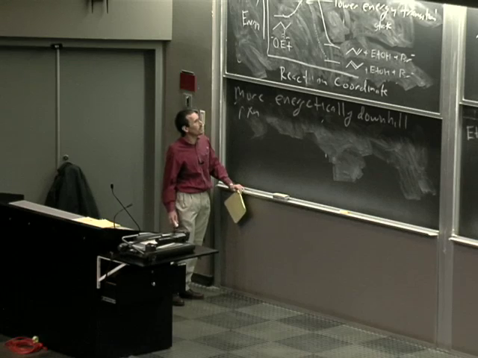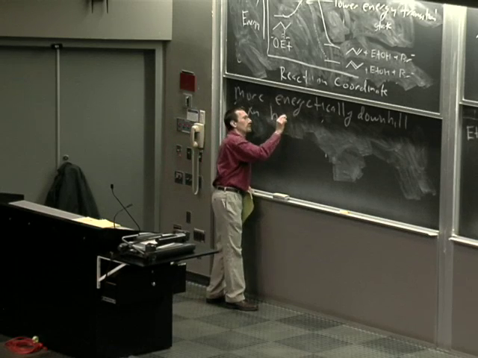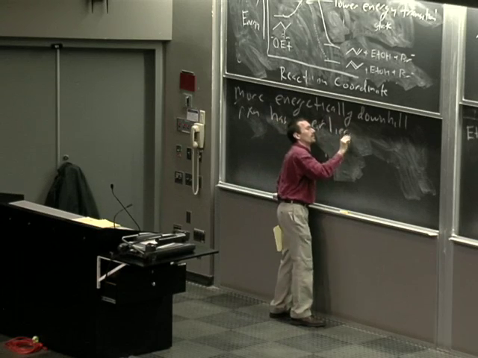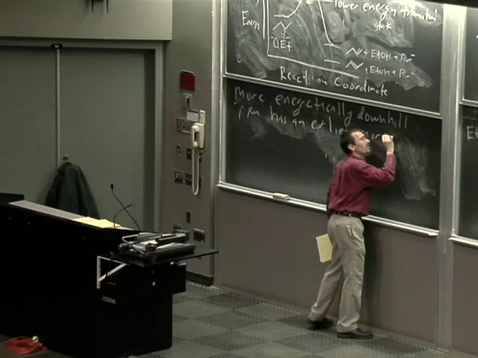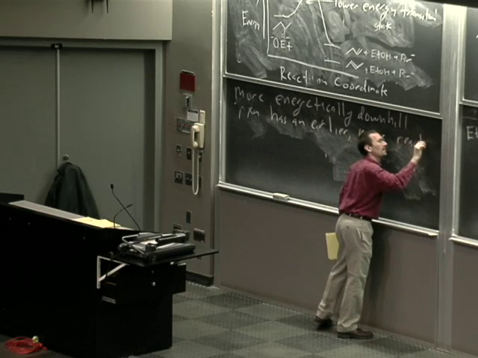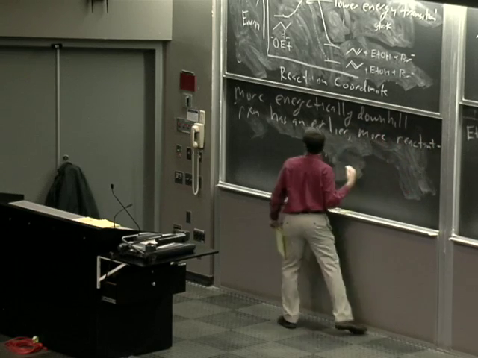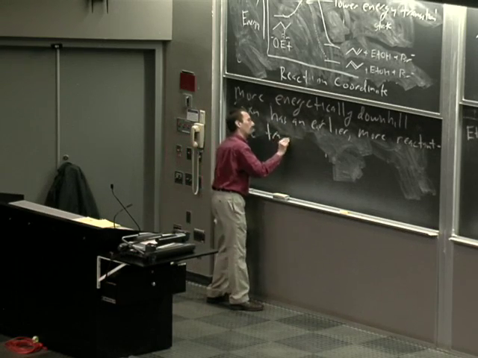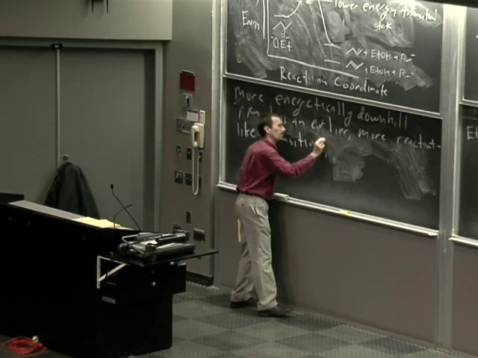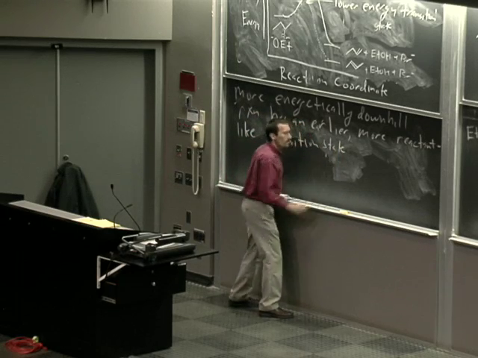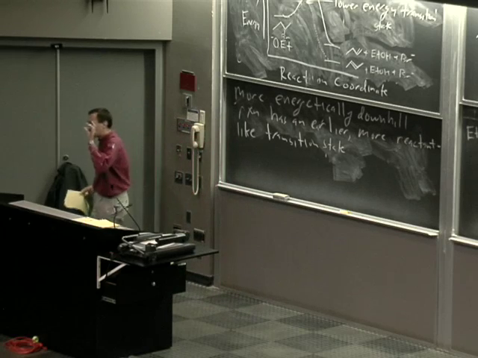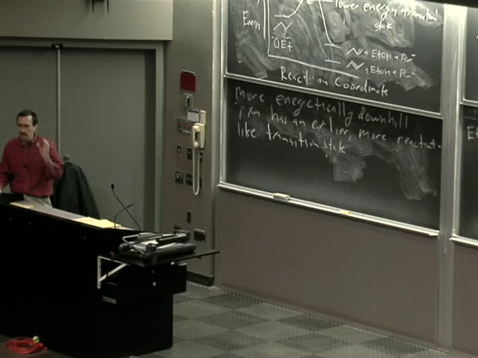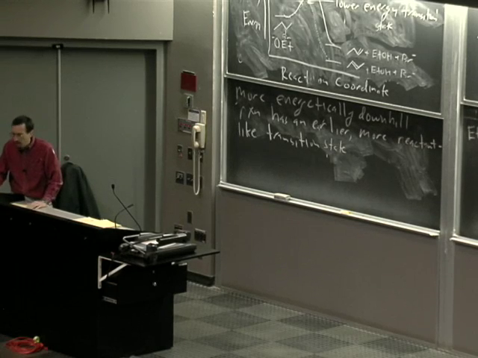The more energetically downhill reaction has an earlier, more, let's say, reactant-like transition state, because as soon as the ethoxide gets near that proton, it's better able to pull it off, and so we're better able to get over the hump.